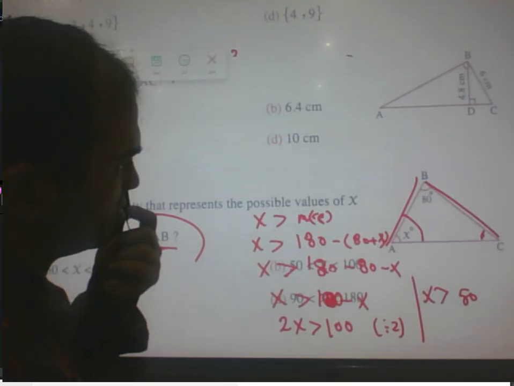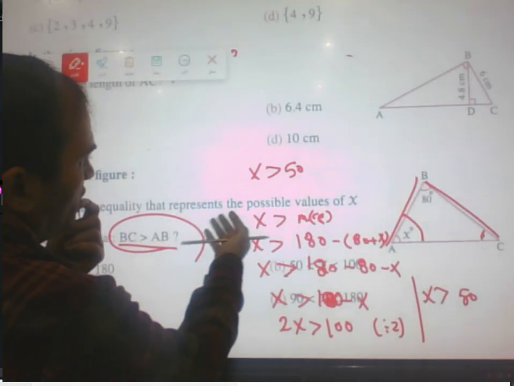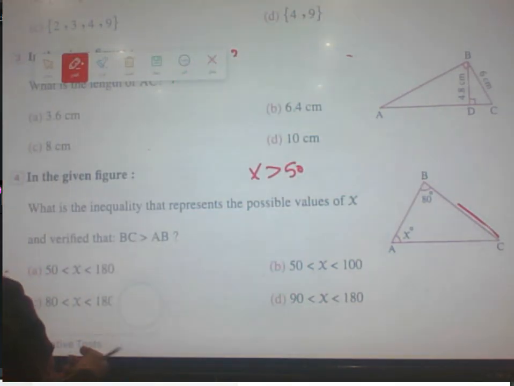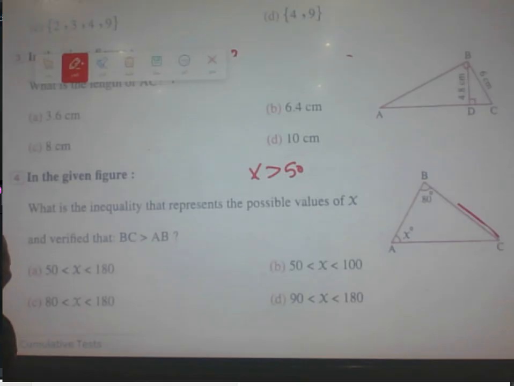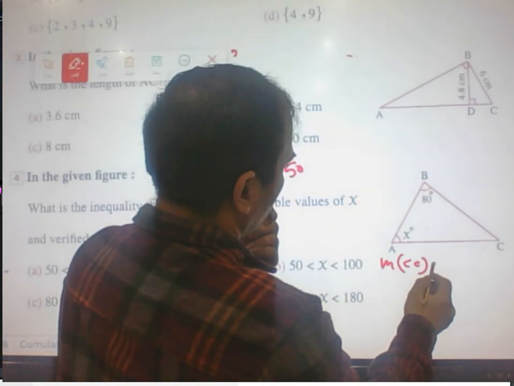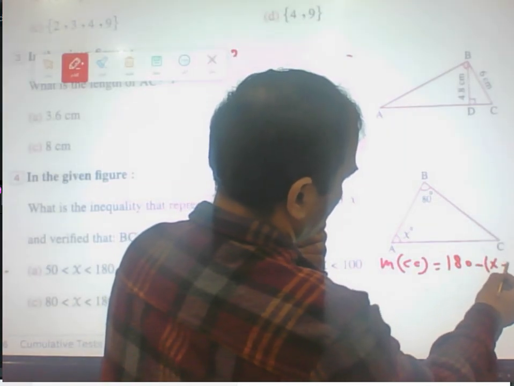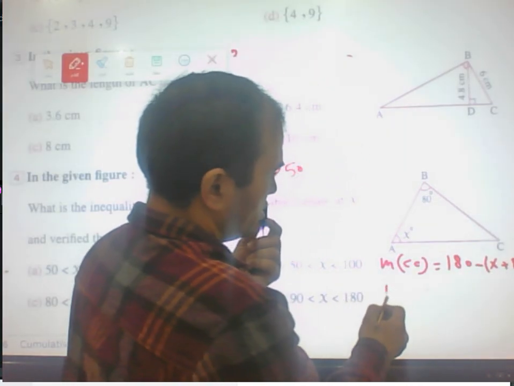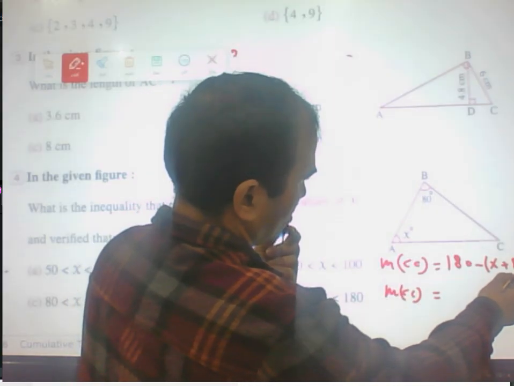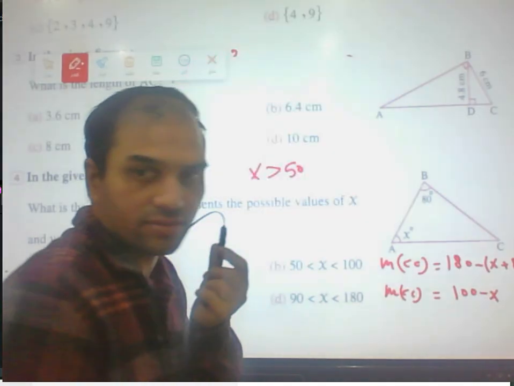But we can also write the relation: x is greater than 50. Which answer will be correct, 100 or 180? We know the measure of angle C equals 180 subtracted by (x plus 80). The measure of angle C will be equal to 180 minus 80, which is 100, minus x.